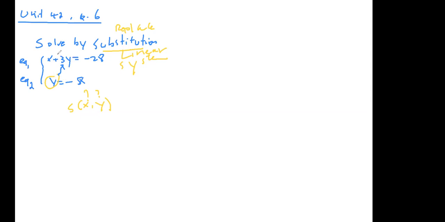If you don't have a variable by itself, then you have to isolate one of them. If none of them has a variable by itself, you want to get one by itself. So for example, to isolate the y, you would move the 3y over, make it a negative. Or you can isolate the x. Either way, just get one variable by itself. Once it's by itself, you can substitute it into the other equation.